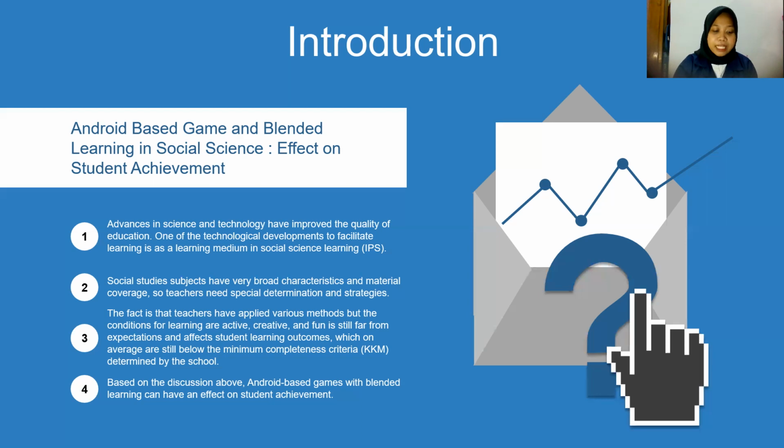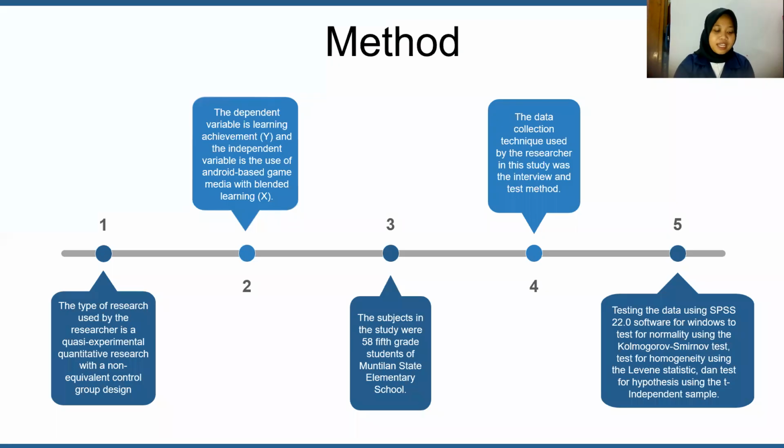Okay, the next, method. The type of research used by the researchers is quasi-experimental, quantitative research with a non-equivalent control group design. In the study, the dependent variable is learning achievement, Y, and the independent variable is the use of Android-based game media with blended learning, X. The subjects in the study were 58 fifth-grade students of Muntilan State Elementary School.